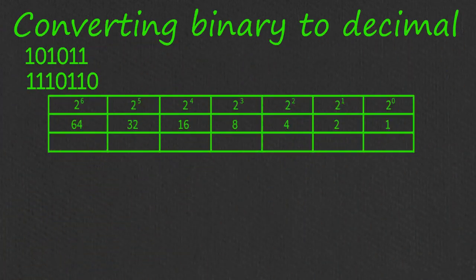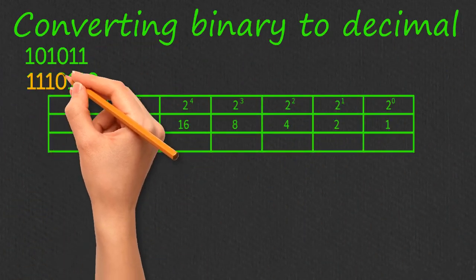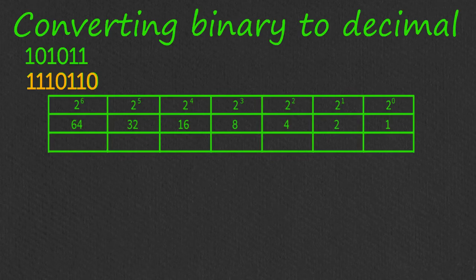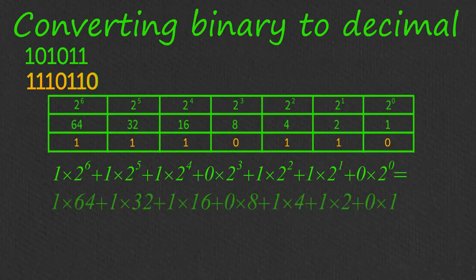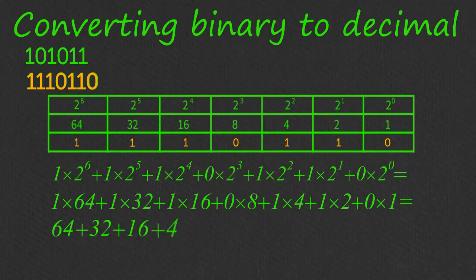Now, let us do the next example of 110110. Again, place this number into the binary place value table, starting with the rightmost digit in the units place. We get, using the digit and place value combination, again we get, which is the same as, and again, knowing the rules of multiplying by 0 and 1, we get 64 plus 32 plus 16 plus 4 plus 2.